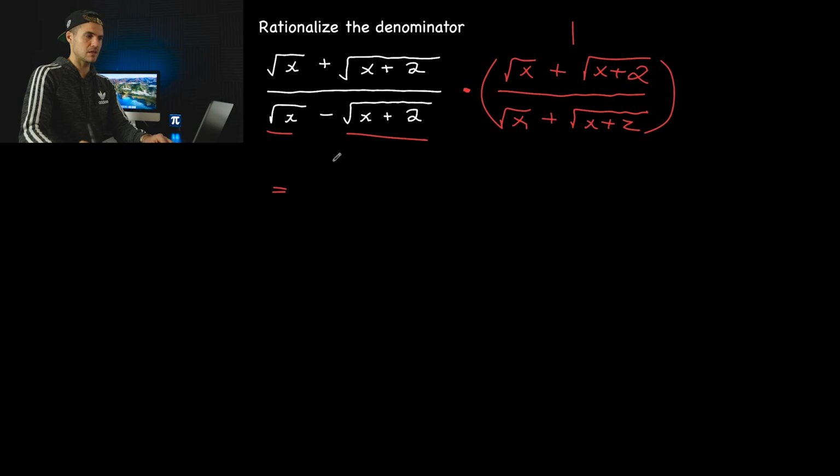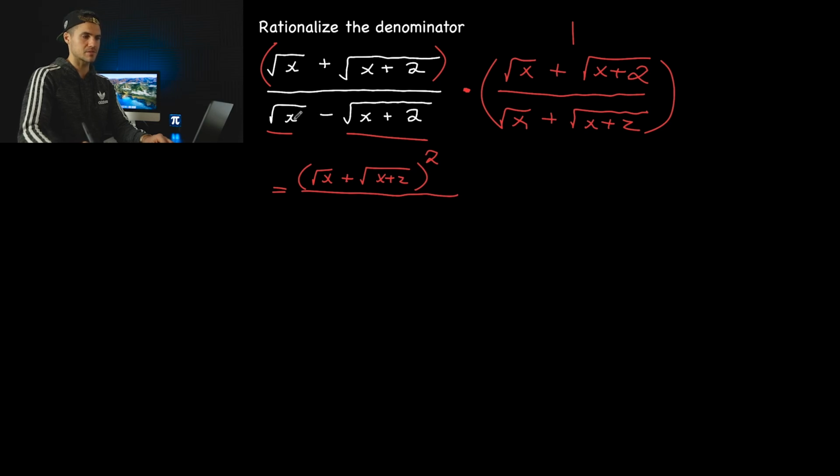So in the numerator, let's just keep it. Notice that these are the same, actually. Square root of x plus the square root of x plus 2, multiplied. So I'll write the square root of x plus the square root of x plus 2, squared, because there's two of them there.